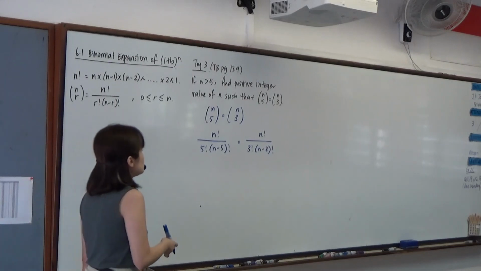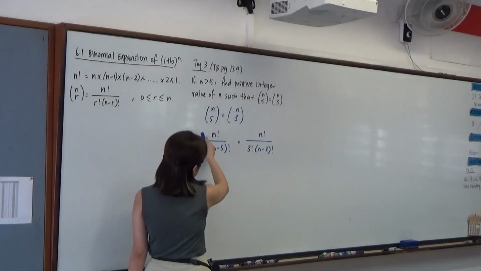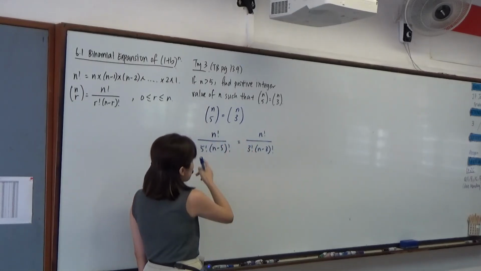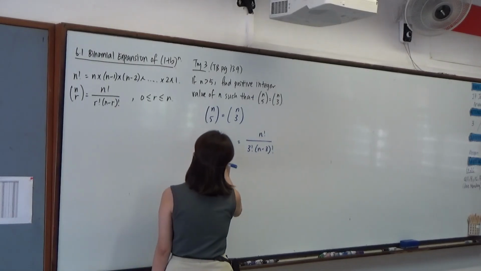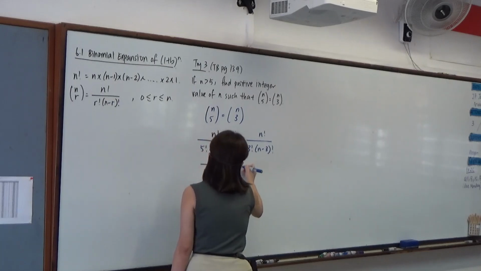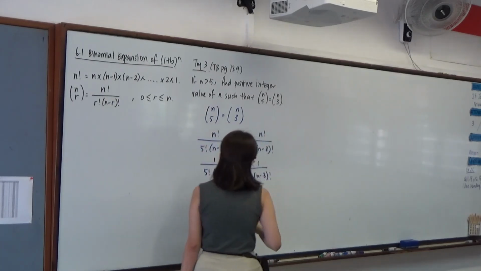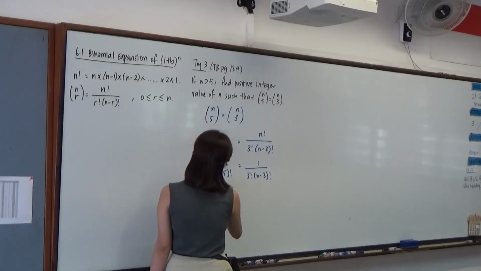In order to simplify, what we could do first is remove the n factorial, since there is n factorial on both sides. We are dividing both sides by n factorial. So I'll get 1 over 5 factorial times n minus 5 factorial equals 1 over 3 factorial times n minus 3 factorial. Then we could do cross multiplication as well.